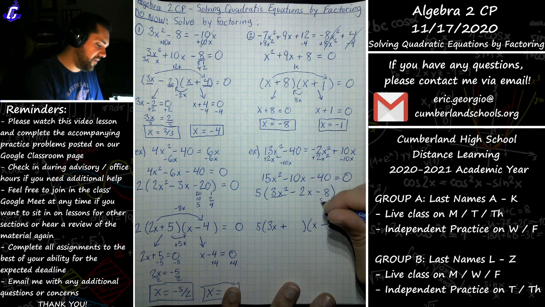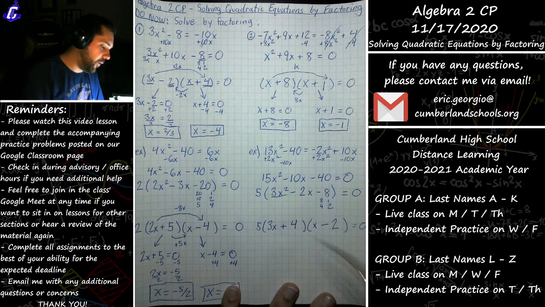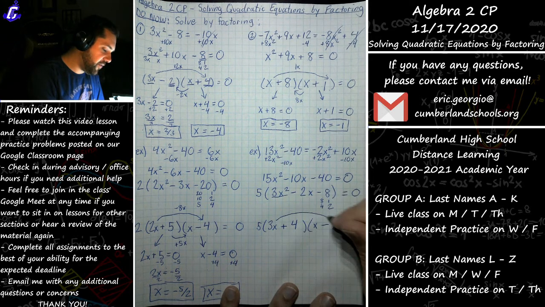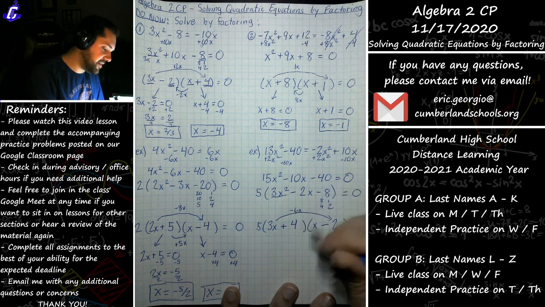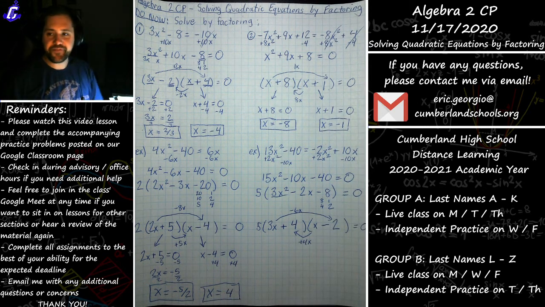Possibilities for 8. We have 8 times 1 and 4 times 2. And I think I kind of see it right now. If I do the 2 here and the 4 here, do you notice that this is going to be 3x times -2 is -6x plus 4x. That's going to be our -2x in the center.